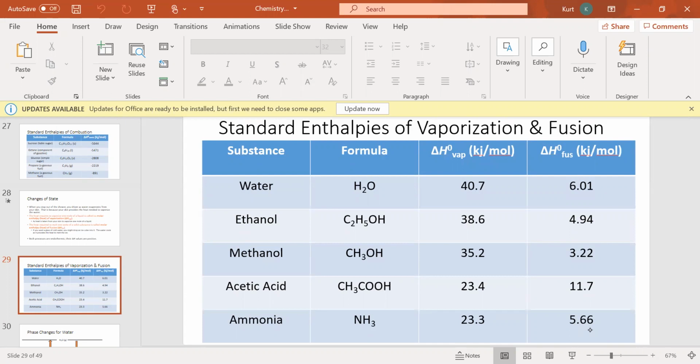Now, Derek, if it takes 40.7 kilojoules per mole to go from liquid to gas for water, how many kilojoules per mole are lost when you go from gas to liquid water? 40.7. Is that positive or negative? Negative. Here's the breakthrough, everybody.